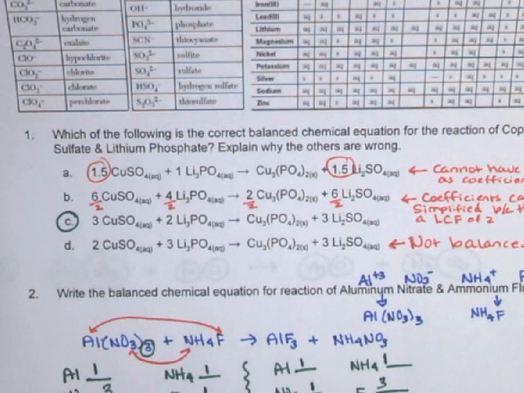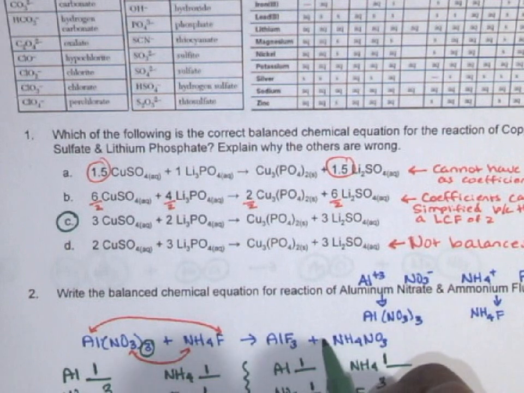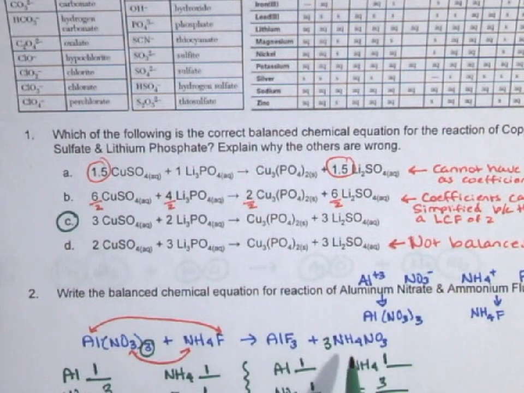For example, my fluorines, I have 1 on this side and 3 on the other side. Well, I know that's not balanced. So to balance them, let's go ahead and start with the nitrates. I have 3 on the reactant side, 1 on the product side. So I'm going to put a coefficient of 3 in front of the molecule that has nitrate in it, NH4NO3. So that's going to change my number of nitrates. I have 3 of those, and I also have 3 ammoniums.